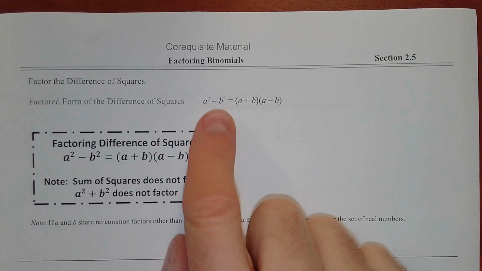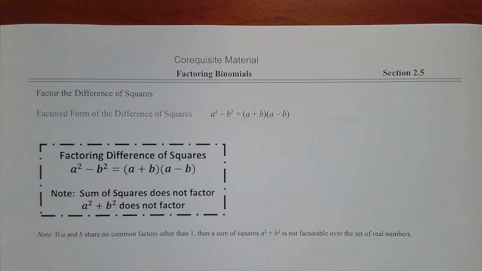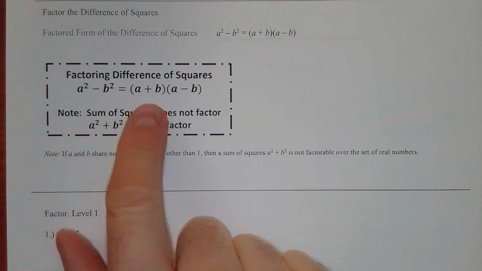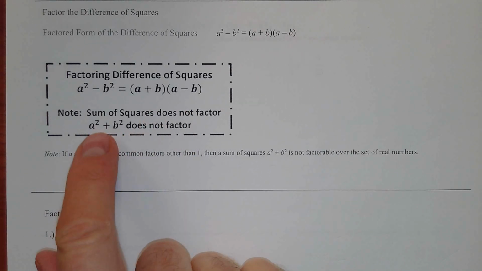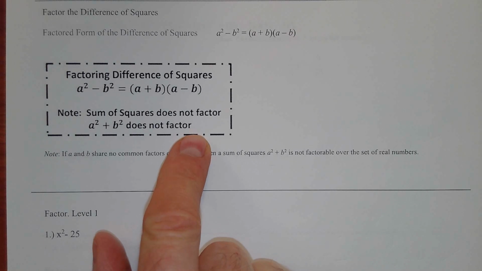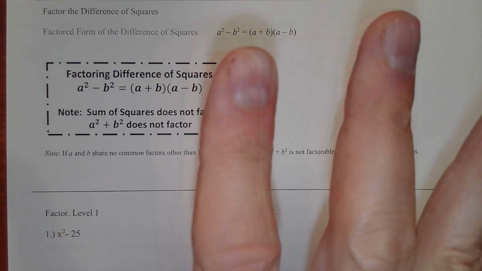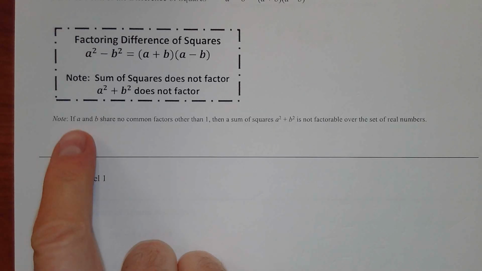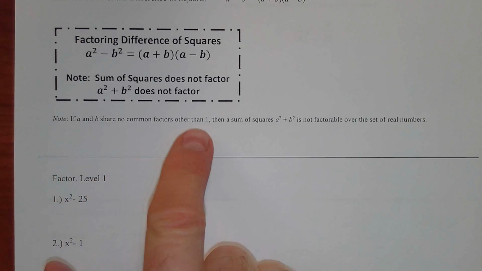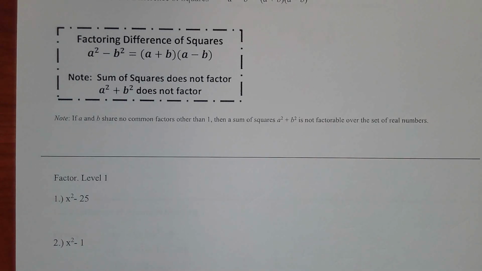And so in this section we're going to go backwards. We're going to be given something in this form, and we have to break it down into this form. Now caution, this only breaks down for a difference of squares. If it's the sum of squares, you cannot factor it in the real numbers. You can actually factor it using what they call imaginary and complex numbers, but when we're factoring, we're going to stick to the real numbers. So the note here is that if a and b have no common factors other than one, then the sum of squares is not factorable over the set of real numbers. So that's just what we said.